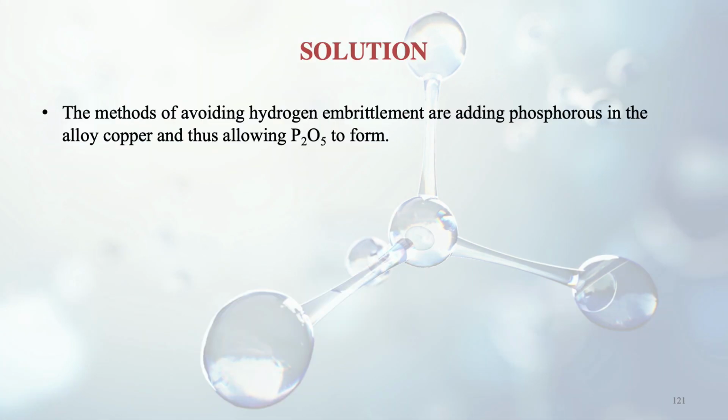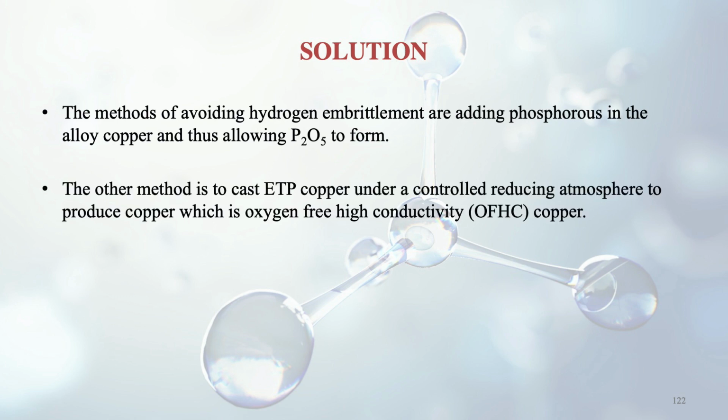What is the solution? The methods of avoiding hydrogen embrittlement are like adding phosphorus in the alloy of copper, and thus what will it do? The phosphorus will form an oxide, P2O5, phosphorus oxide, and thus it will help us to prevent the formation of water, and hydrogen embrittlement will not be there. And there is one other method, which is to cast ETP copper under a controlled reducing atmosphere to produce copper which is oxygen-free high conductivity copper, also known as OFHC.